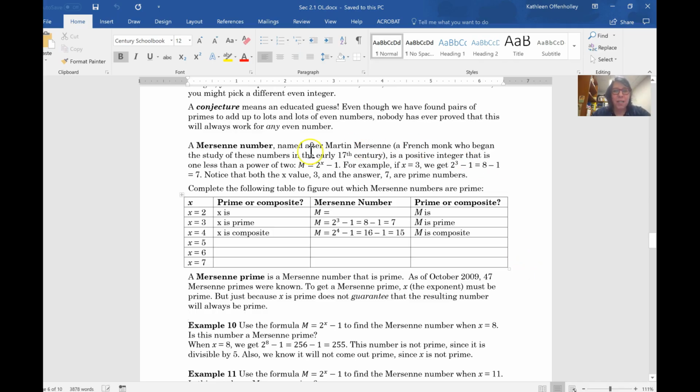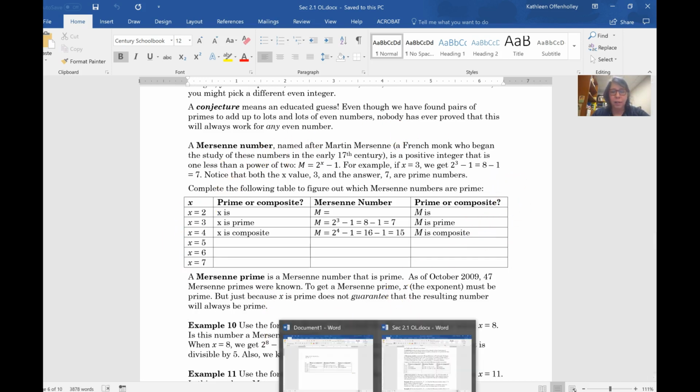So next I want to talk to you about Mersenne numbers and Mersenne primes. These are named after Martin Mersenne, who was a French monk in the 17th century. That was a long time ago. And I want to talk about how to use this formula and how to get it on your calculator.